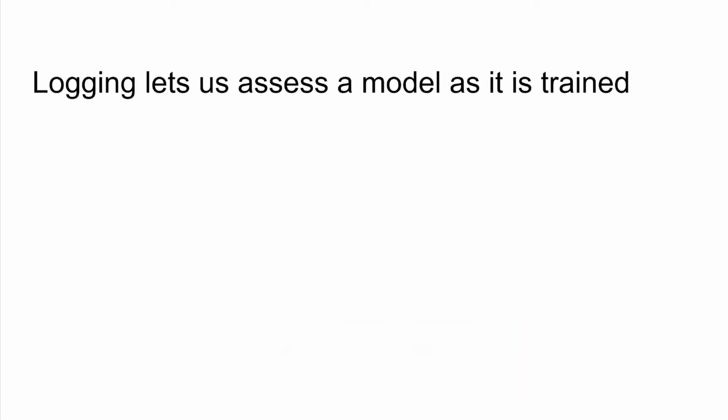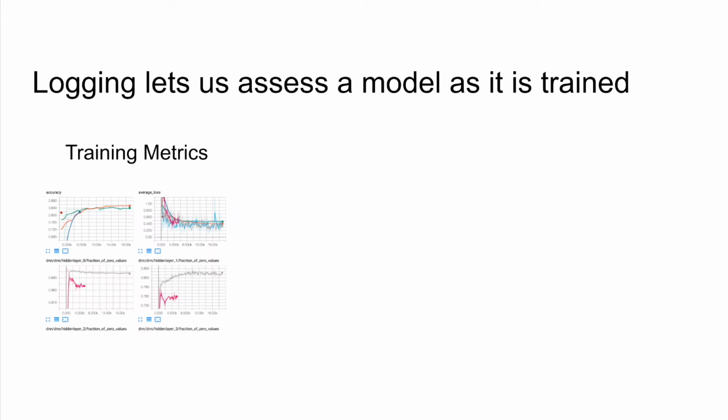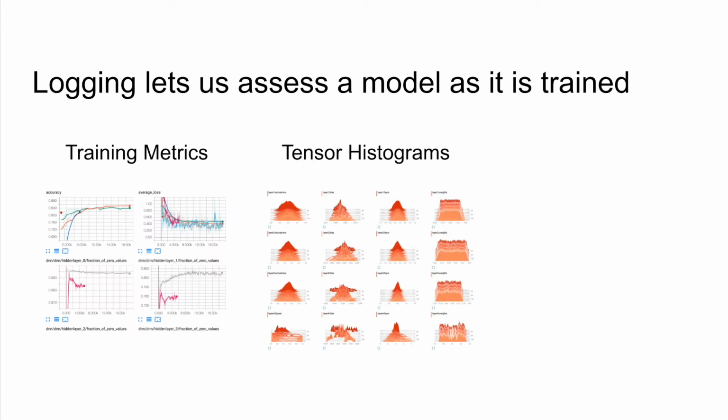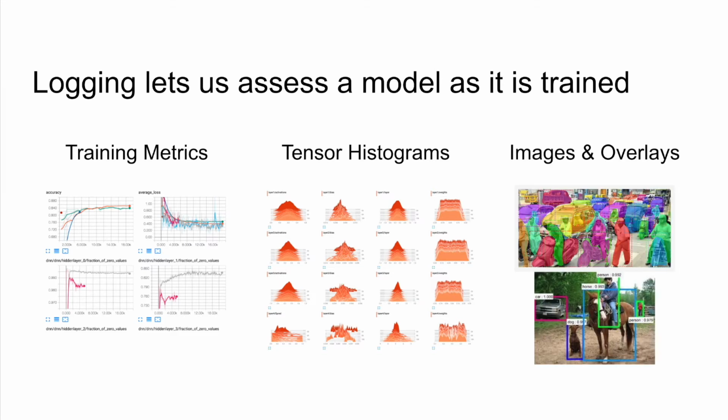So when data scientists log in machine learning, they're logging a lot of data. They are logging time series, tensor histograms at high frequency, and images and overlays as they change over time. And there's a very simple reason for why the data scientists are logging all of this data. Primarily, it helps them diagnose errors in the model as it trains. Errors like dead ReLU problems, exploding or vanishing gradients, reward hacking, and so on.